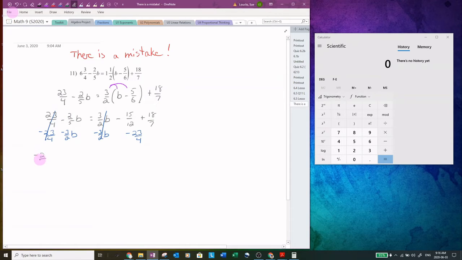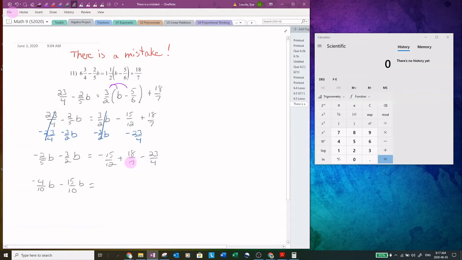I have negative 2 over 5b minus 3 over 2b equals, that's gone, so minus 15 over 12 plus 18 over 7 minus 23 over 4. On the left side, I can see I'm going to need a common denominator of 10, so this is going to be something over 10b minus something else over 10b. Negative 2 times 2 is negative 4, and 3 times 5 is 15. I didn't need to do the negative 3 because I already have the negative here.